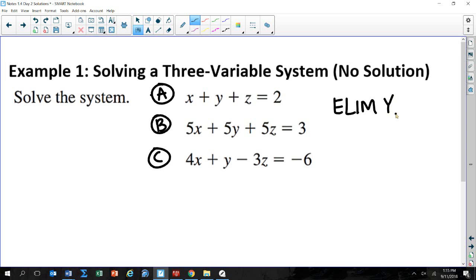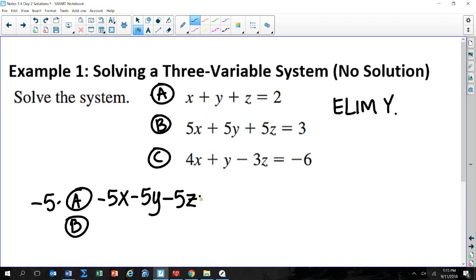And we need negative 5Y for A. Right, so let's multiply A by negative 5, so those Y's cancel. Negative 5 times A. And we'll keep B the same. So x times negative 5 is negative 5x. y times negative 5 is negative 5y, z times negative 5 is negative 5z, and that's going to equal negative 10. Right? And B staying the exact same, 5x plus 5y plus 5z equals 3.